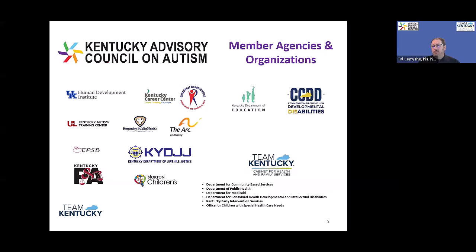The Kentucky Advisory Council on Autism was created back in 2016 legislatively and included these partners. It was mainly created for the purpose of helping state agencies do a better job of communicating and networking and ultimately collaborating to help people with autism across the lifespan. So there's some of the partners you can see. We have several within the Cabinet for Health and Family Services.